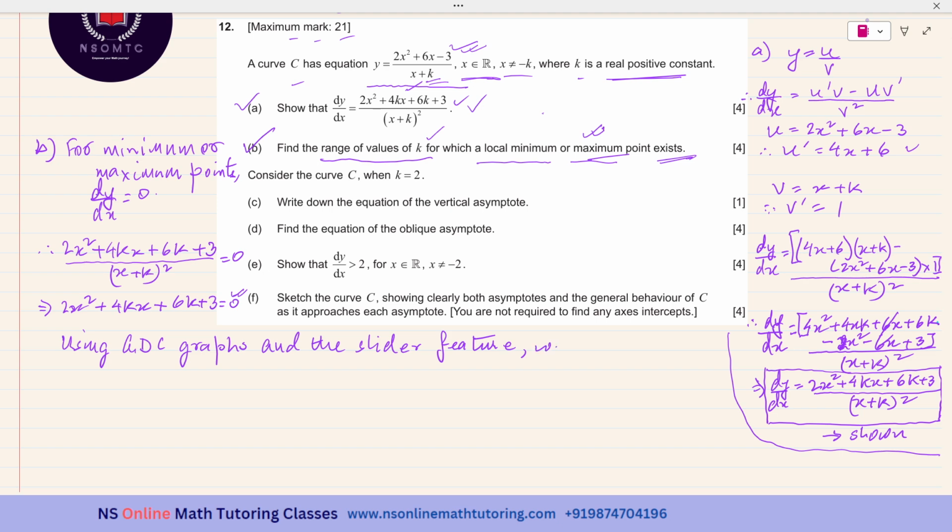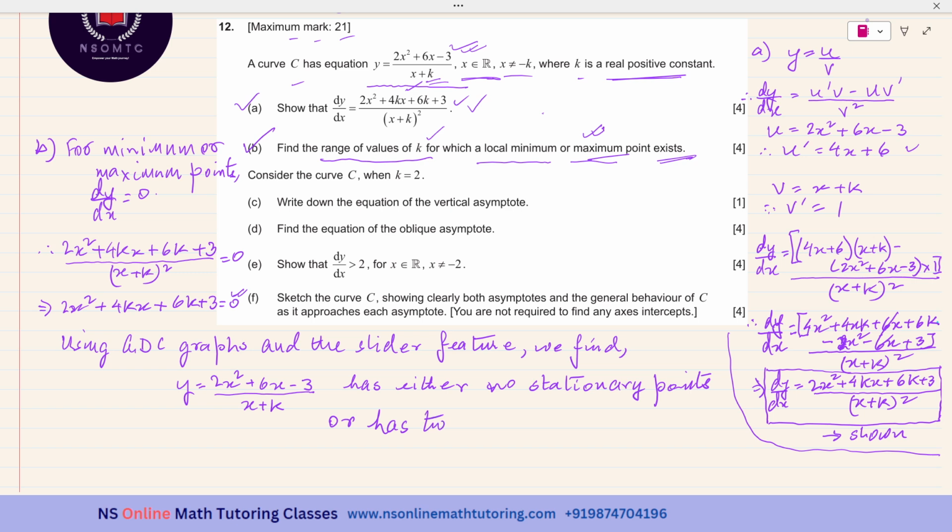We find y equal to 2x squared plus 6x minus 3 over x plus k has either no maximum or minimum points, or no stationary points, or has two stationary points.